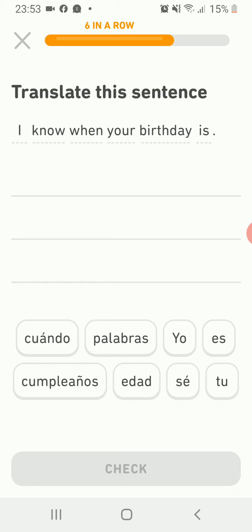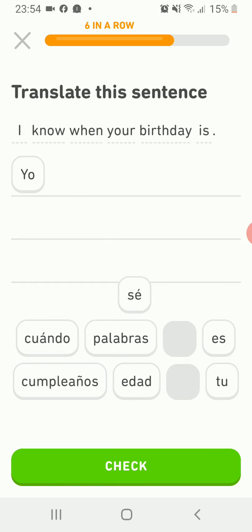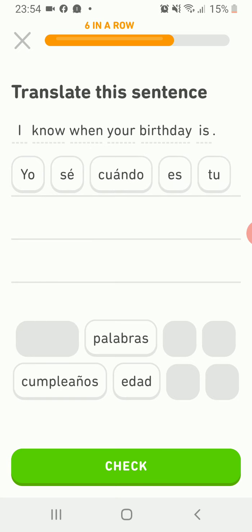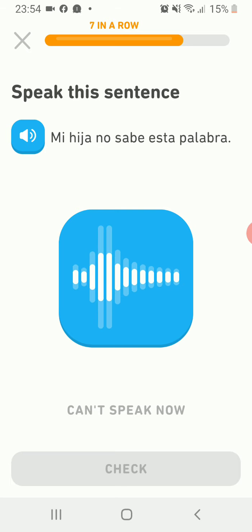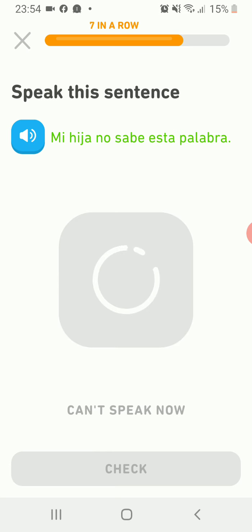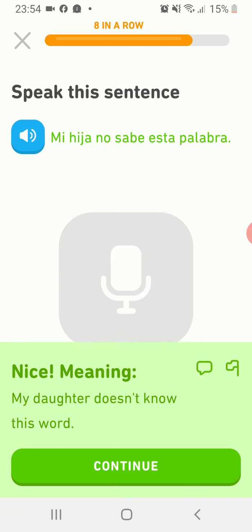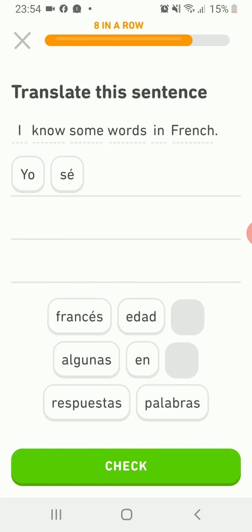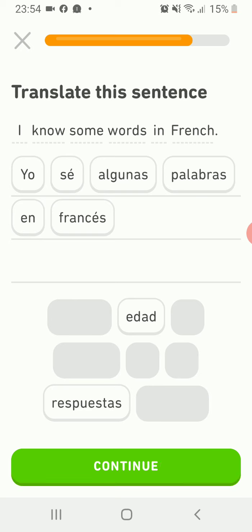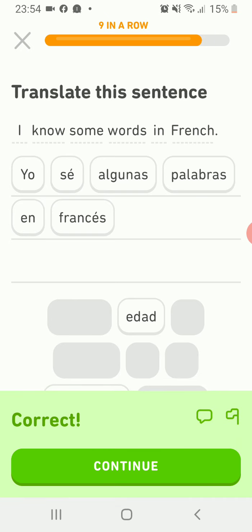I know when your birthday is. Yo sé cuándo es tu cumpleaños. Mi hija, my daughter, no sabe esta palabra, doesn't know this word. And I know some words in French. Yo sé algunas palabras en francés. Algunas is some.